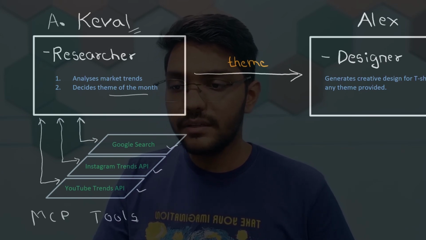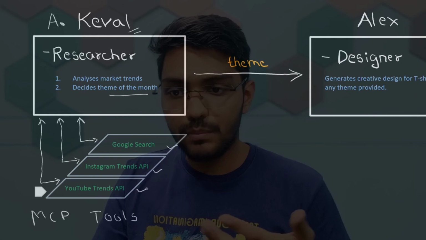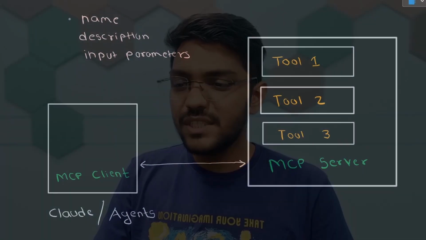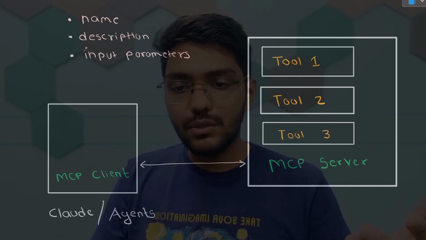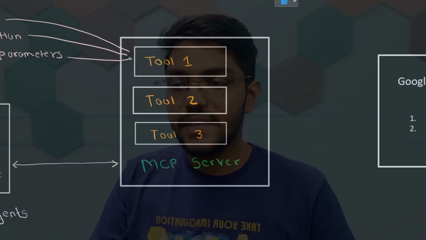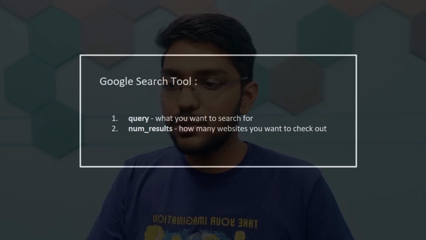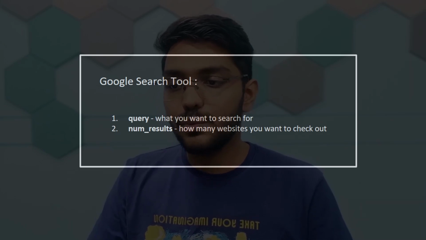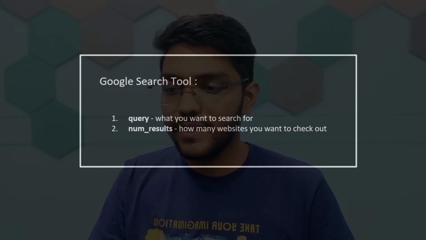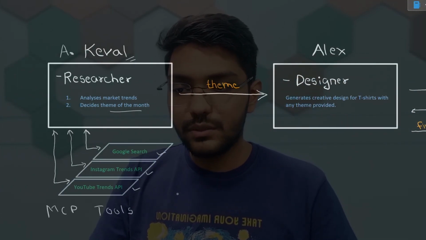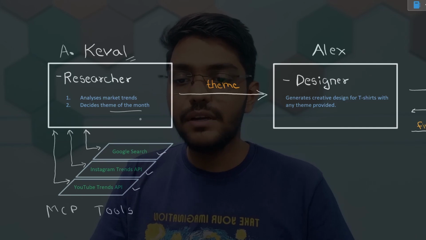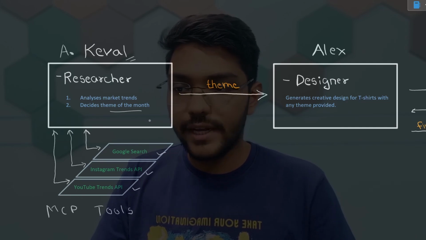As per the requirement, the agent can call any tool and get the output from the tool. Now you may have questions like how this agent is able to figure out which tool to call and how to call. So in MCP, each tool has a name, a description of what the tool does, and also what kind of input it accepts. For example, the Google search tool needs two things: a query, that is what you want to search for, and a number of results, so how many websites you want to check. When you provide all this tool information to an agent, the LLM underneath understands all of this and acts accordingly.